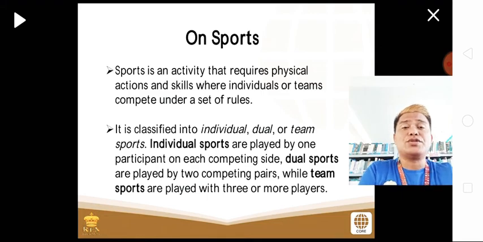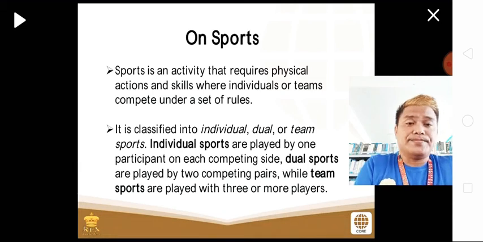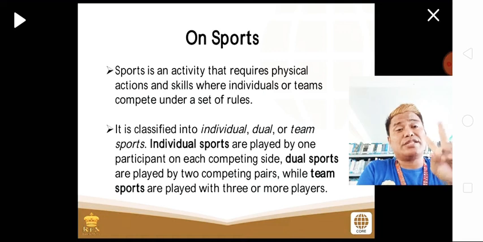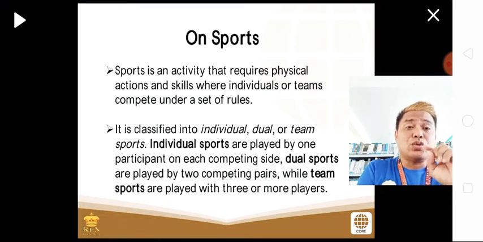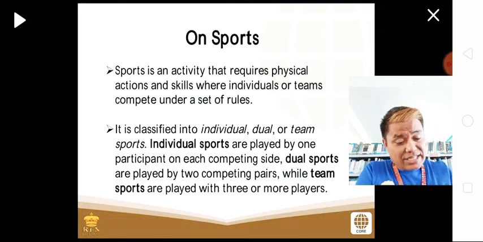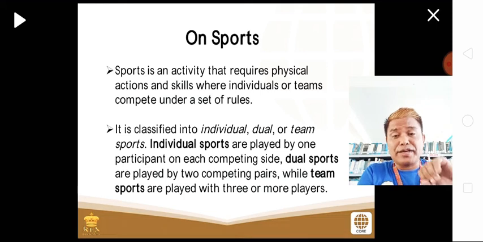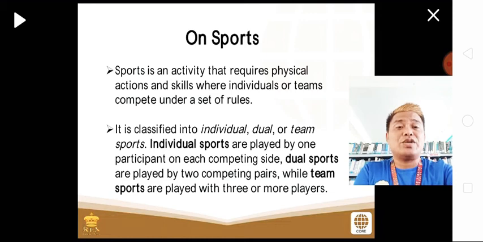For dual, sports are played by two competing pairs. So it should be a pair. This is called the dual. While team sports are played with three or more players. For example, a small team, that's what we call sipak takraw. There are three players in one group. So that's considered a team sport.